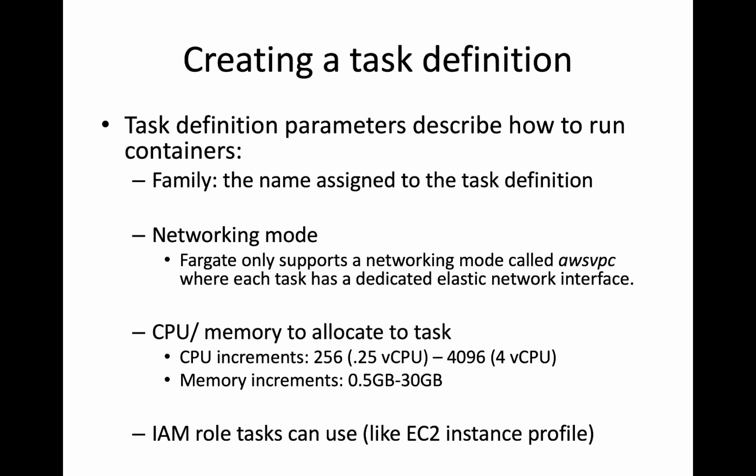Here's where we define how much CPU and memory we want to allocate to a particular task. And we can also define an IAM role. And this operates just like an EC2 instance role, where if we have an application running within a container and that application needs to be able to access other AWS resources, it can do so using the credentials and the privileges granted via an IAM role.